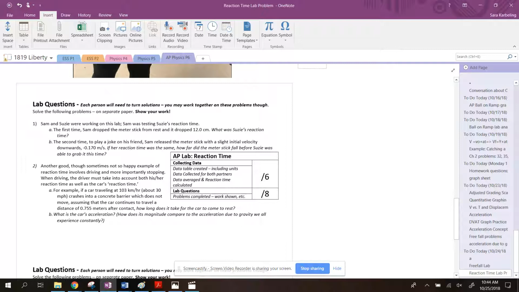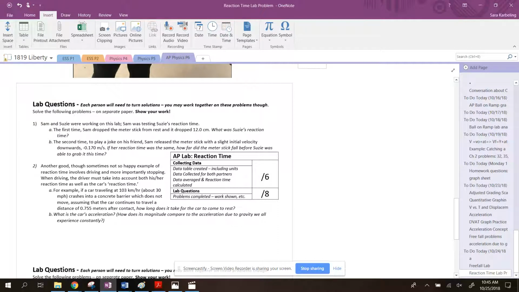There are some lab questions on the back of your sheet, 2 of them in particular, that I want you to work on as well, okay? One of them is another reaction time kind of processing thing to make sure that we're all on the same page. And then question number 2 is thinking about what effect that reaction time has when you are driving, okay?